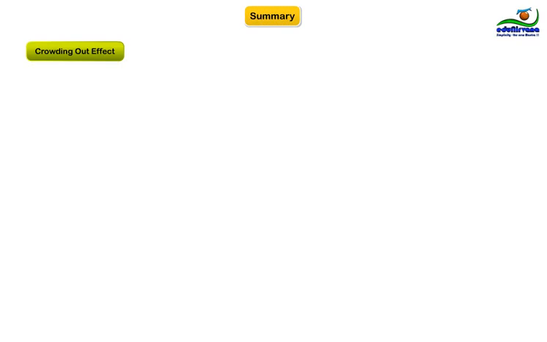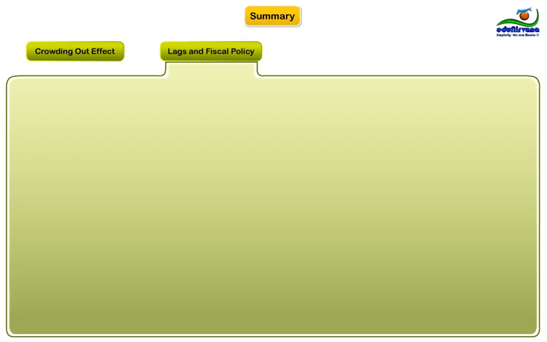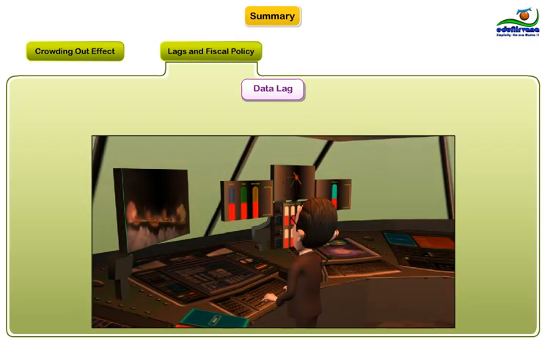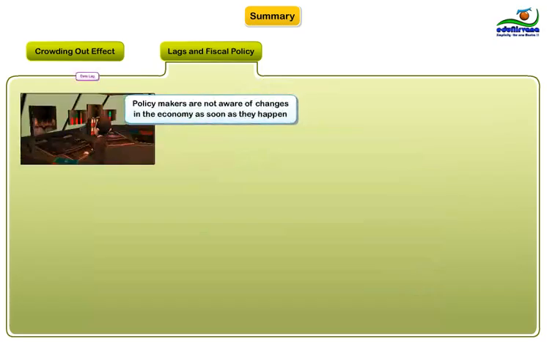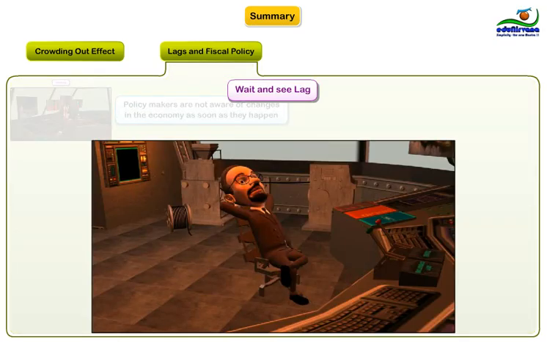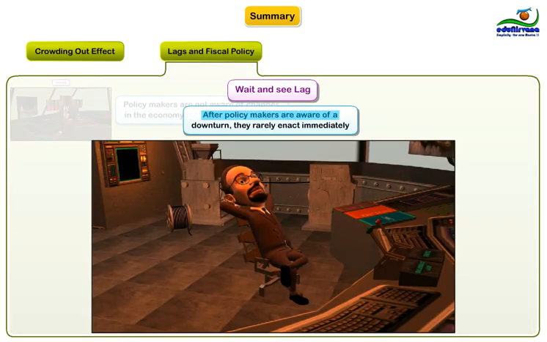Then, the typical lags in fiscal policy initiation in the economy were discussed. The data lag. Policymakers are not aware of changes in the economy as soon as they happen. The wait-and-see lag. After policymakers are aware of a downturn in economic activity, they usually adopt a relatively cautious wait-and-see attitude. They want to be sure that the observed events are not just short-run phenomena.